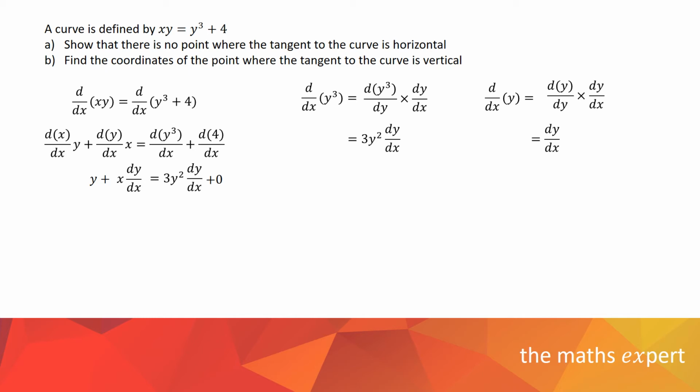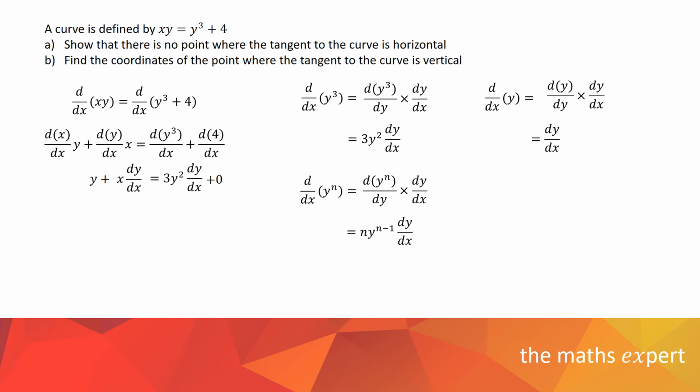It is worth being more general here by considering y to the power of n and differentiating this. Differentiating this with respect to x gives me n times y to the power of n minus 1 times dy by dx. This is why teachers say just differentiate normally and then multiply by dy by dx.